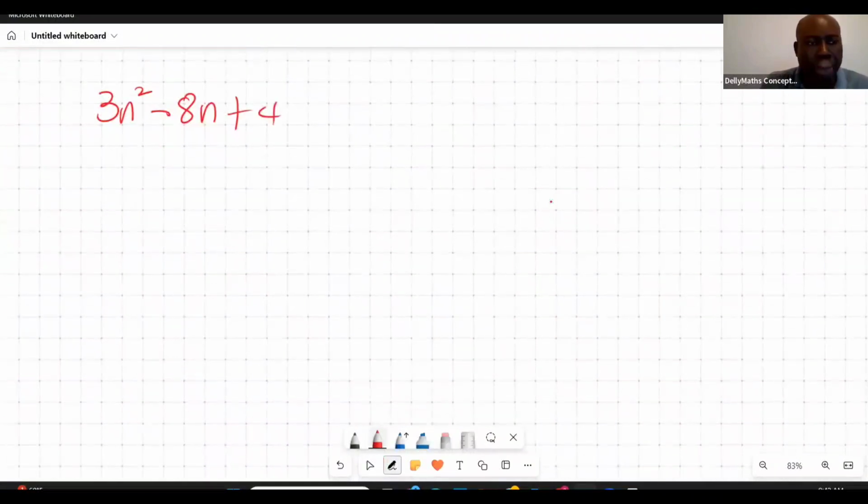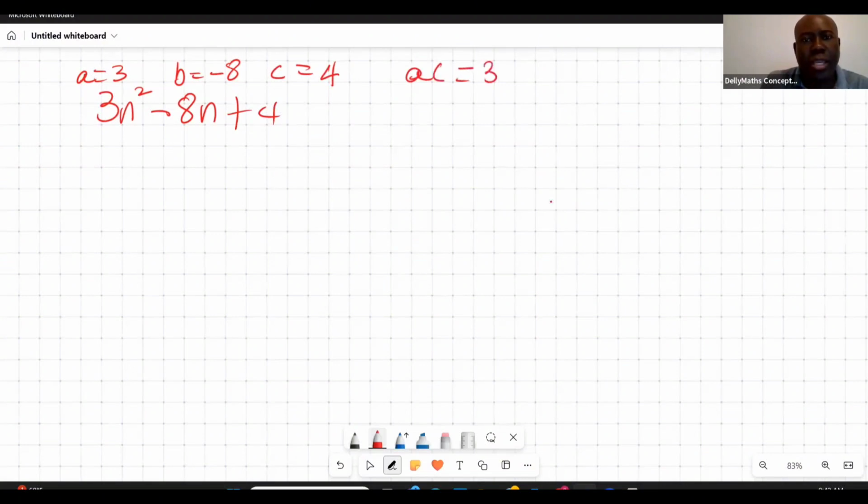Let's go. First, we want to list our A, B, and C. A is 3 because it's the coefficient of the square. B is -8, and C is 4. Let us find what's the value for AC. It's going to be 3 times 4, and that is +12.